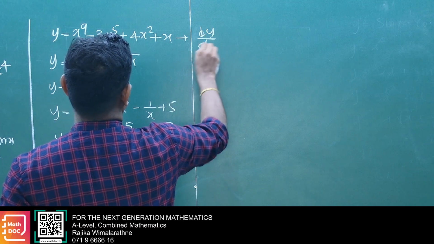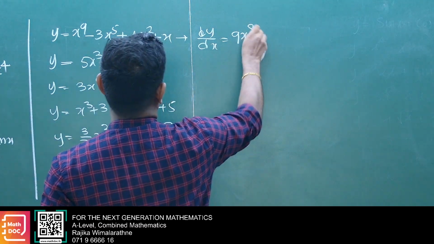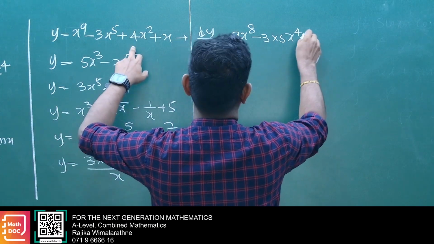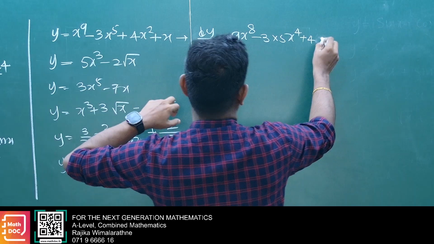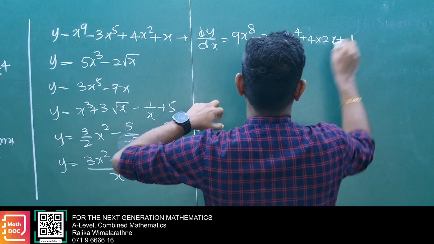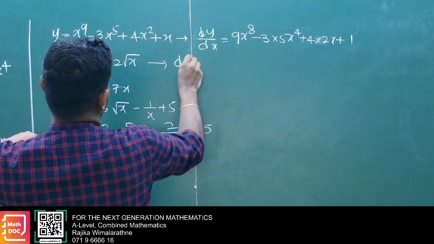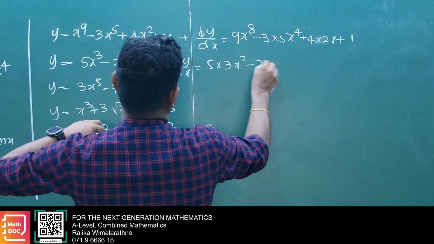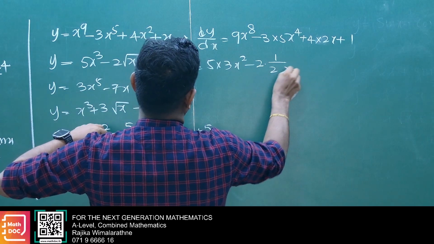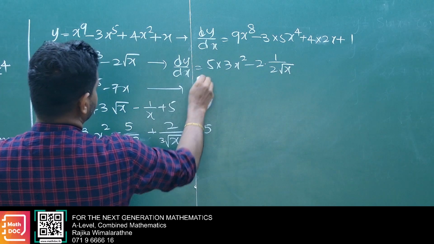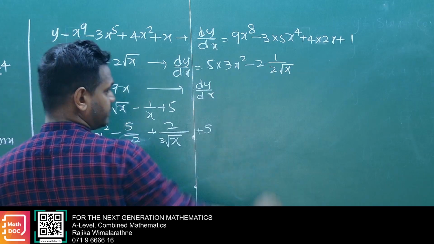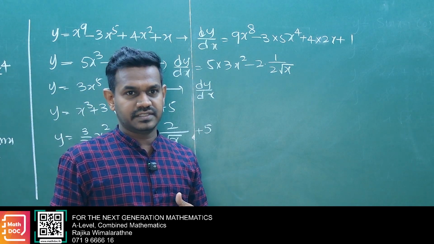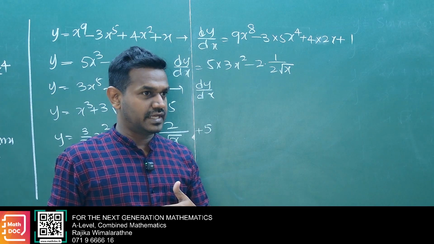Here dy by dx is 9x to the power 8, 3 times 5x to the power 4, 4 times 2x plus 1. Here dy by dx is 5 times 3x square, 2 times root x, 1 over 2 root x. You can simplify. Then dy by dx, you apply previous relations. Root x derivative is 1 over 2 root x.